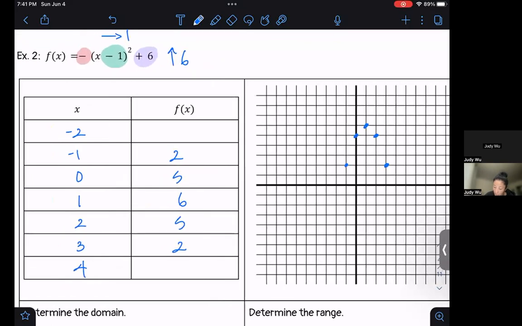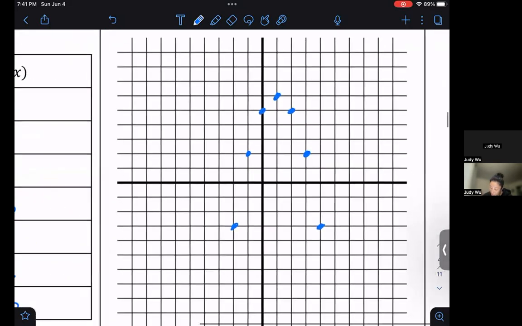All right, last but not least, let's plug in 4. 4 minus 1 is 3. 3 squared is 9. -9 plus 6 is -3. So 1, 2, 3, and 1, 2, 3. All right. So I've got a lovely parabola here. We're going to go ahead and connect these. Nice smooth curve.